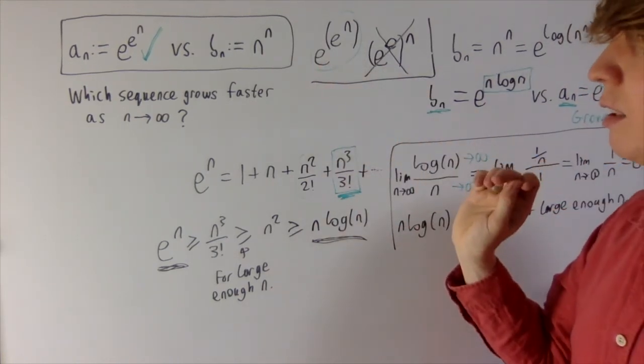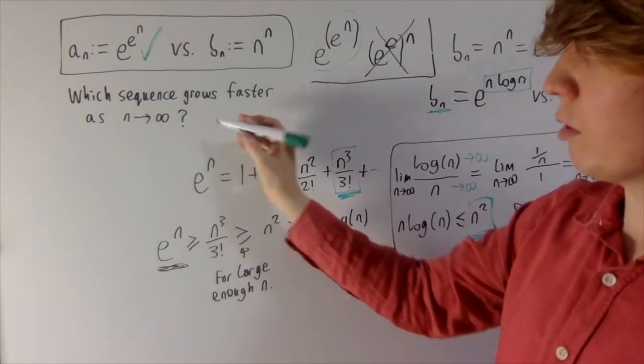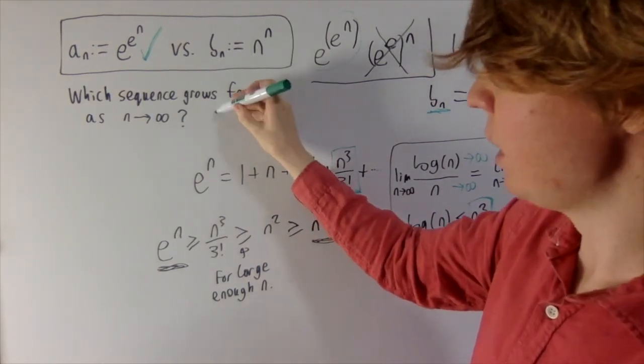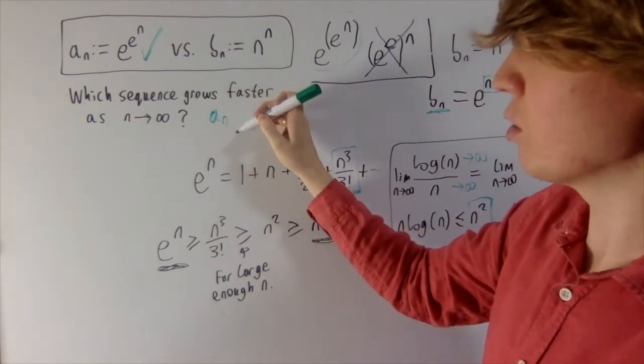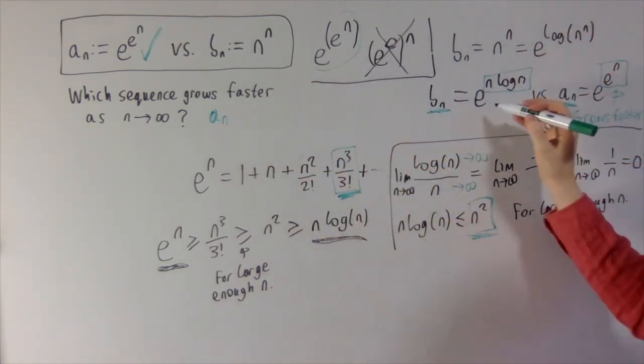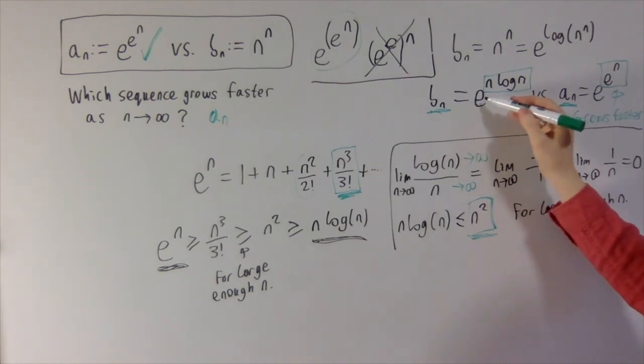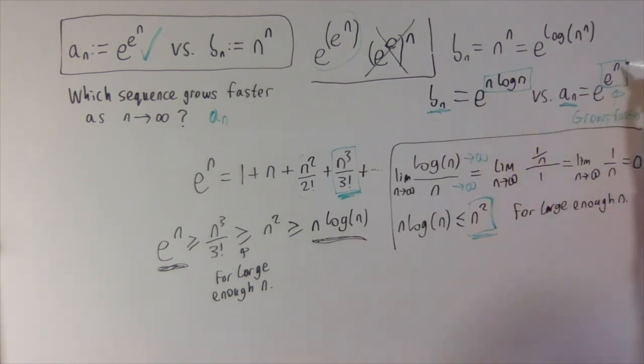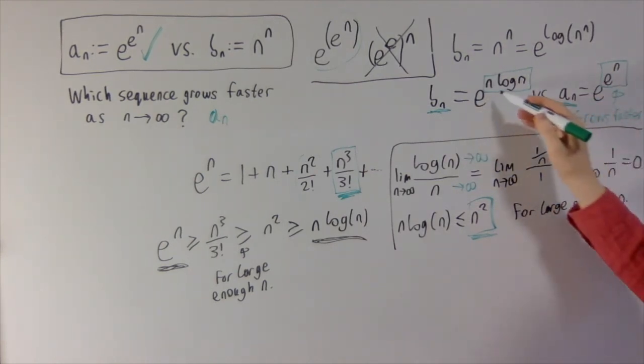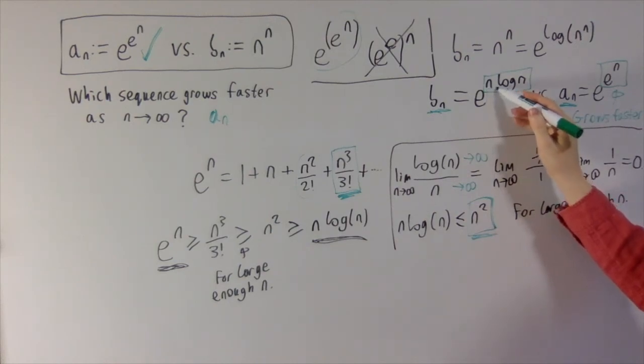Okay, so which sequence grows faster as n goes to infinity? An does by quite a large margin here. So an is e to the power of e to the power of n, whereas bn is just e to the power of n log n, and e to the power of n grows much, much quicker to infinity than n log n.